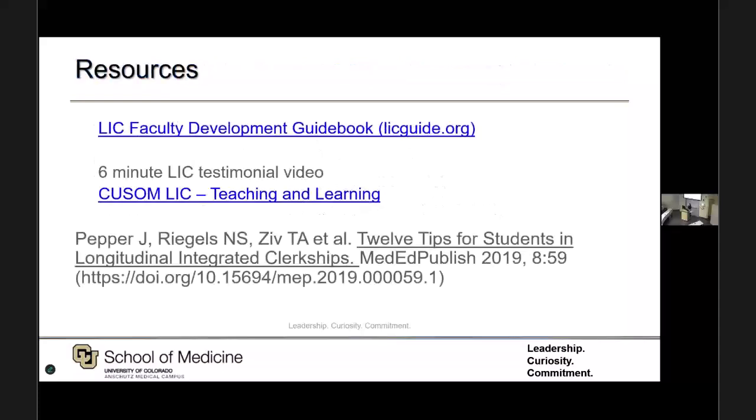And we want to leave you with some resources. We have developed a faculty guide that can be found at licguide.org, which has a ton of short, digestible chapters, really brief, that cover a lot of the stuff we just talked about and will go on to talk about in the upcoming sessions.